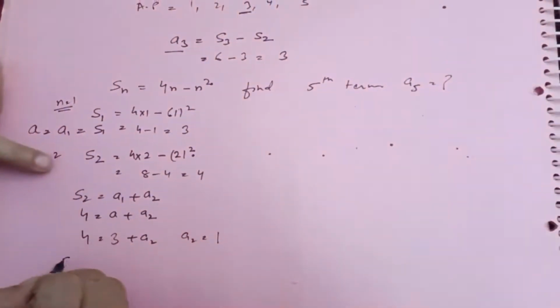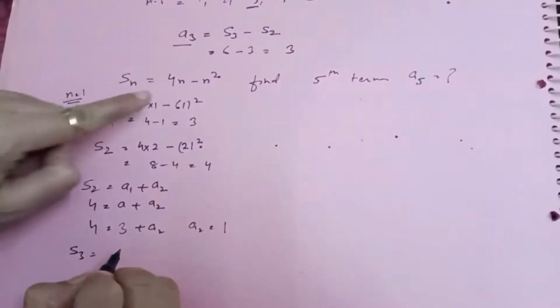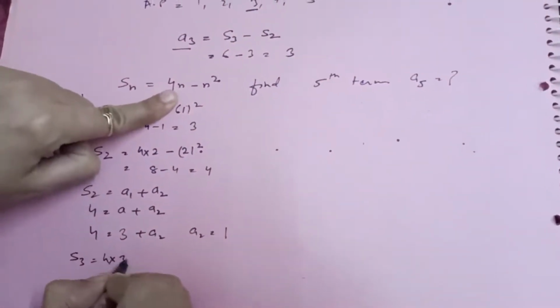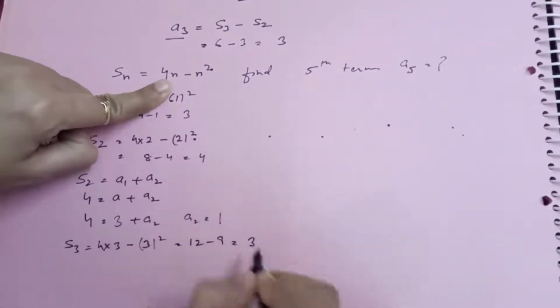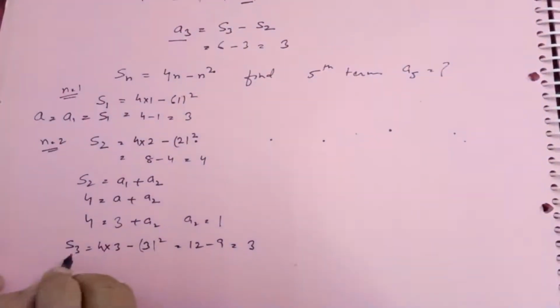4 minus 3, 1. ओके, मीन्स सिमिलरली S3, यू आर सेइंग S3 विल बी व्हाट? पुट इन दिस वन 3. 4 इंटू 3 minus 3 square. So it is your 12 minus 9. It is what? 3. Correct? So now S3 is 3.